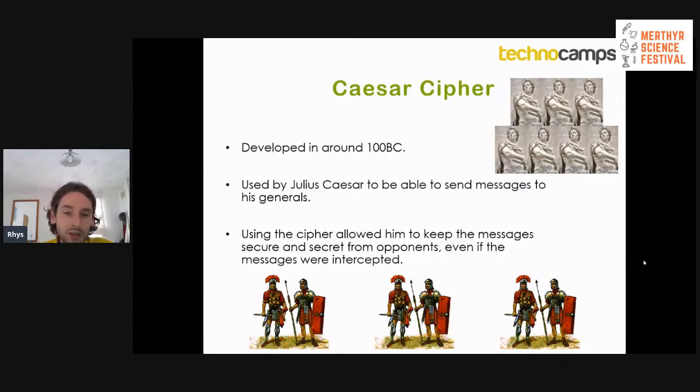It was developed in around 100 BC and used by Julius Caesar to send messages to his generals. So maybe when they were at war or needing to send messages around, they would have used this cipher to take their message, encrypt it into ciphertext, and send it to the person they needed to send it to. The receiver would know what the cipher is, and decrypt it back into plain text. Okay, so this protected their messages from being intercepted.